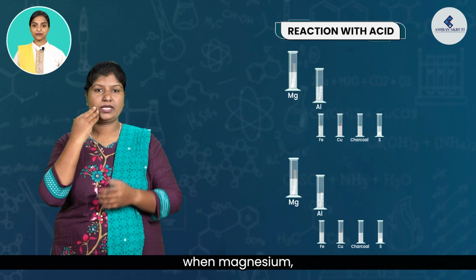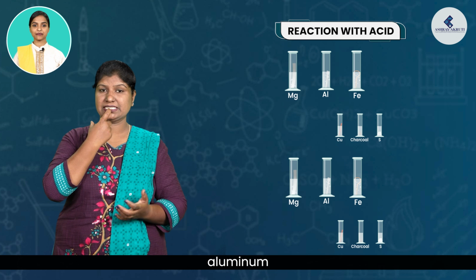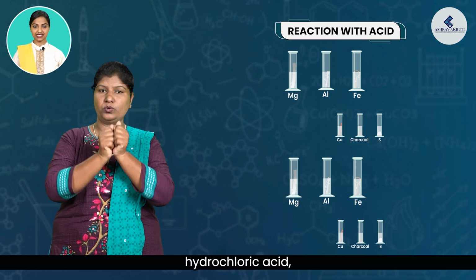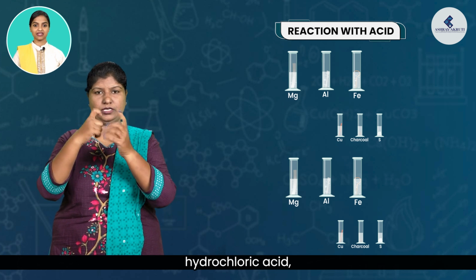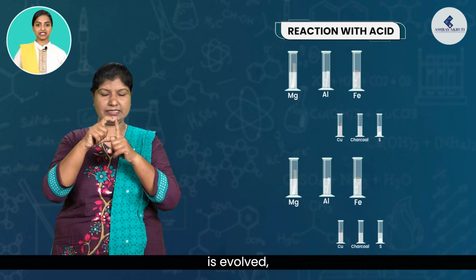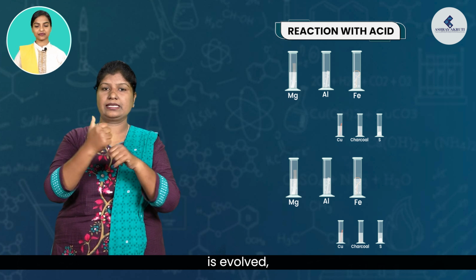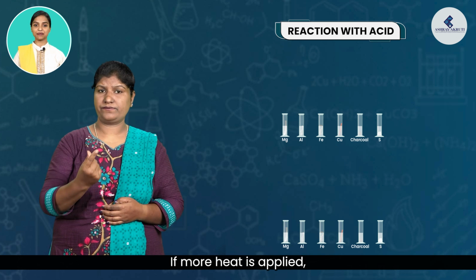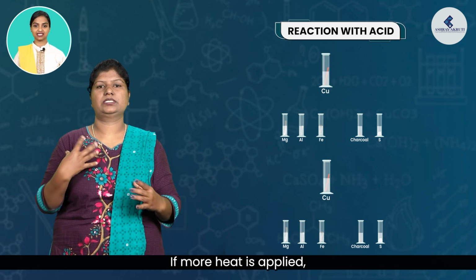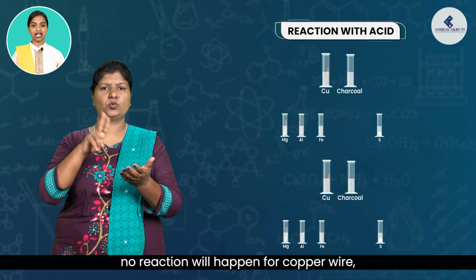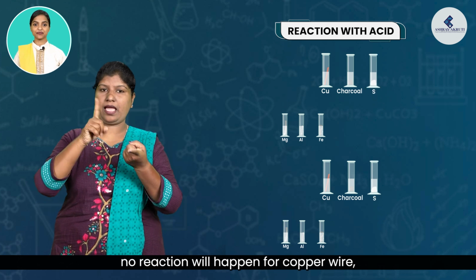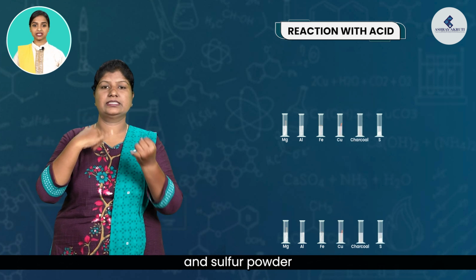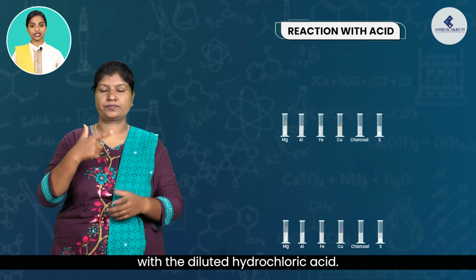When magnesium, aluminium and iron react with diluted hydrochloric acid, hydrogen gas is evolved. The reaction will be rapid if more heat is applied. No reaction will happen for copper wire, charcoal and sulfur powder with diluted hydrochloric acid.